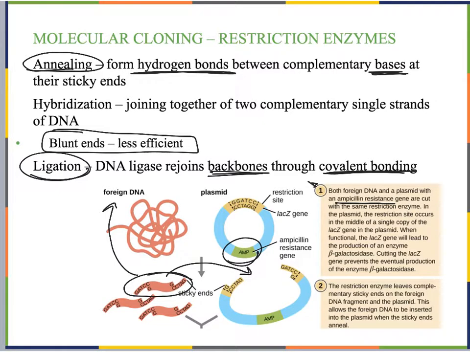So in the plasmid, the restriction site is in this area here, right? So we're actually going to talk about that in more detail. But we have this area that the restriction enzyme is going to cut, and that's the restriction site. So we're going to cut that, and then we're going to do some annealing and ligating, and then that is part of our hybridization.